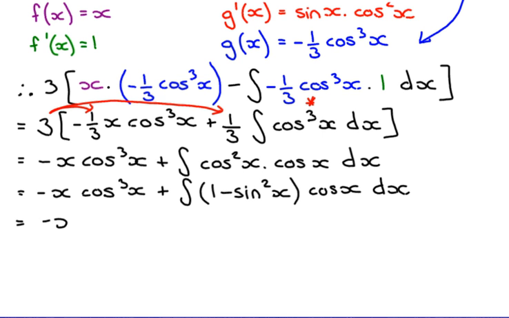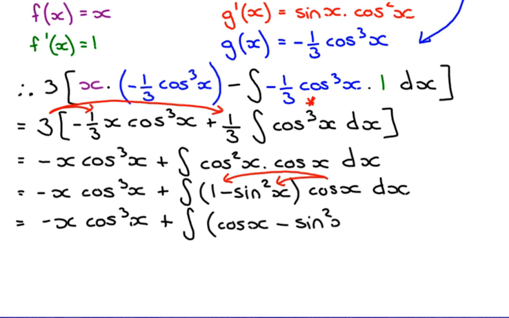Alright, keep going. Just rewrite this. Because what I can now do is split this. I can distribute that cos x in. Again, just hang tight. You'll see there is method in my madness in a moment. If I distribute it in, 1 times cos x is cos x minus sine squared x times cos x with respect to x.